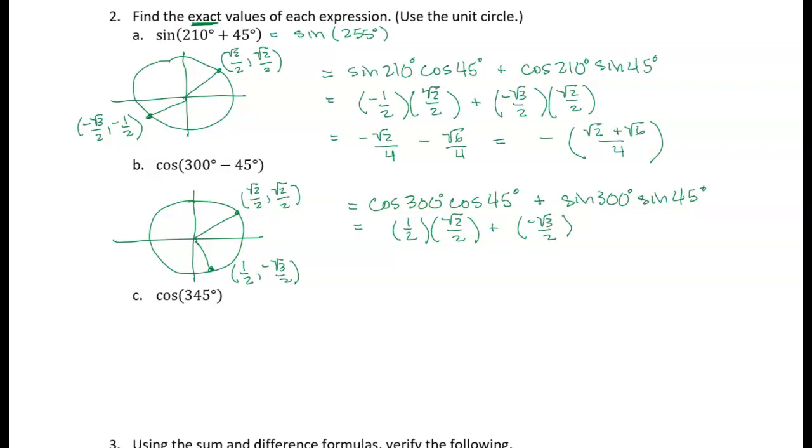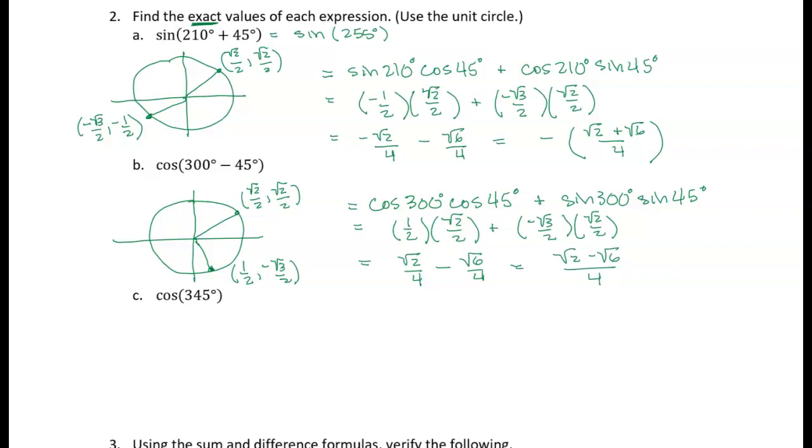Times the sine of 45, which is the square root 2 over 2. Then we just need to combine all of that. So we get square root 2 over 4, plus, well, it's plus a negative, so I'm going to make that minus. So I'm going to do minus square root 6 over 4. And I can also write that as square root 2 minus square root 6, all over 4.